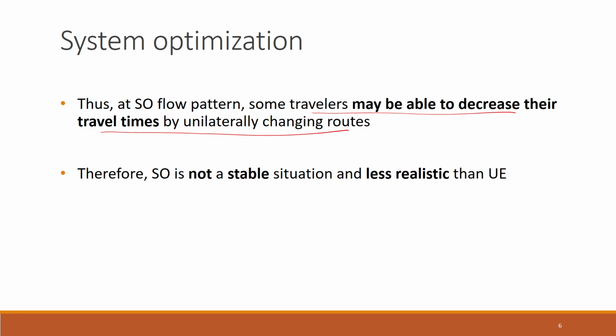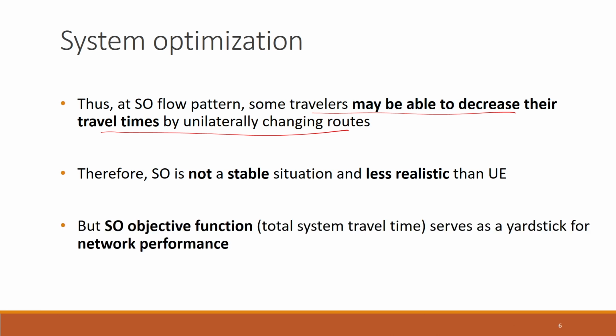So then the question becomes, why are we studying the system optimization formulation? The reason is that the objective function of system optimization, that is the total system travel time, serves as a yardstick for network performance.